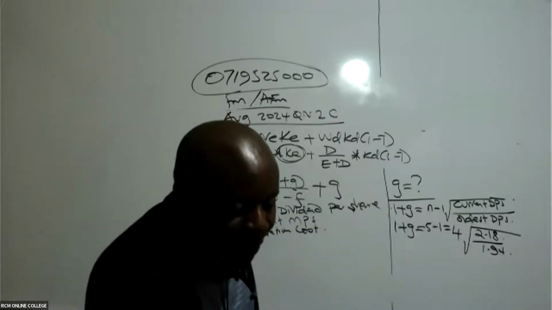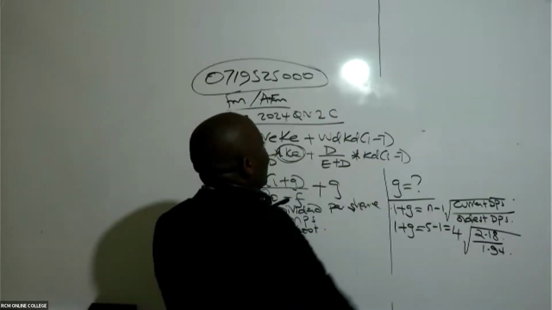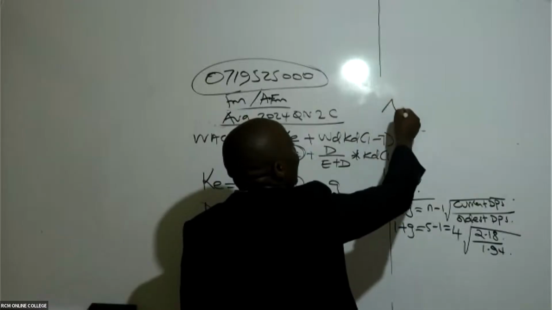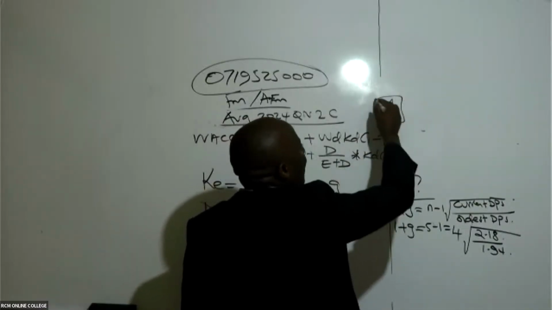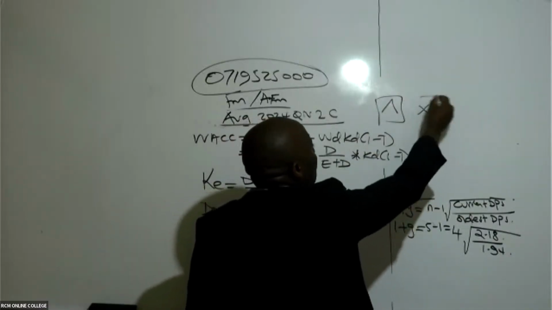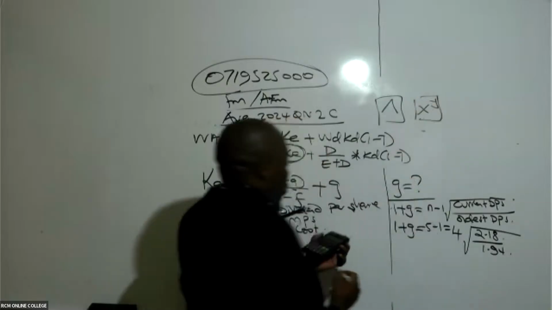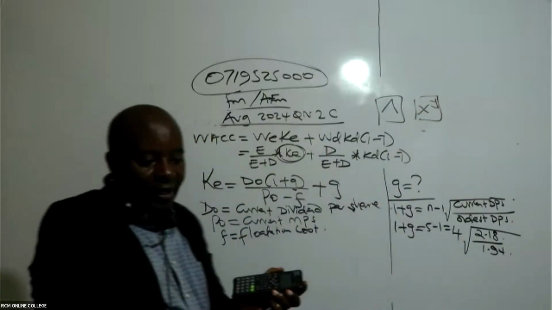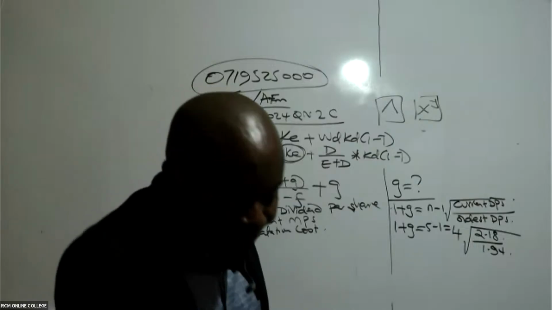In some calculators, the button is written like this. In some calculators, it is written like raised to. In other calculators, it is written x raised to y.